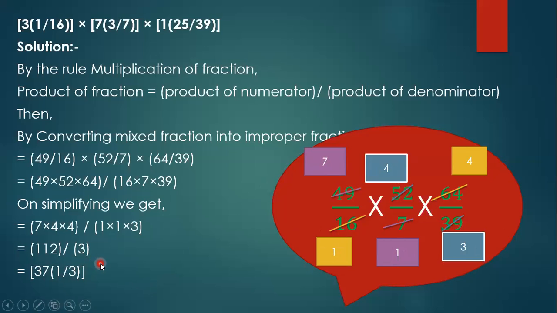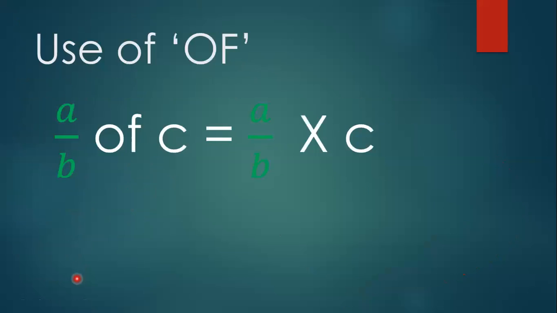Now children, clearly again it's an improper fraction, and we will have to convert the improper fraction into a mixed fraction. How do we convert an improper fraction to a mixed fraction? The first thing we do is divide 112 by 3. We will get 37 as the quotient, 1 as the remainder, and 3 as the divisor only. Alright, children?